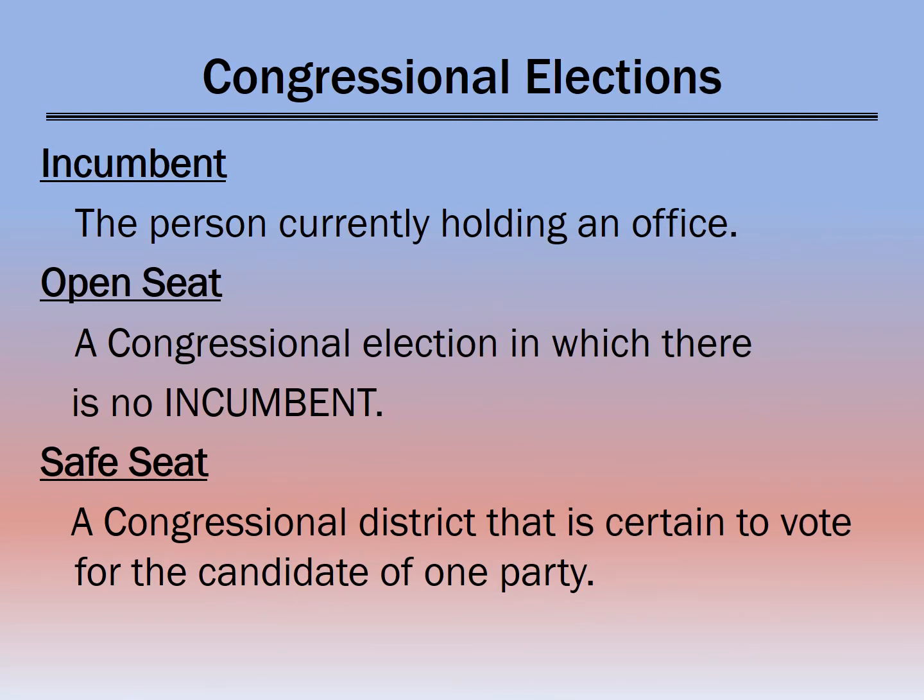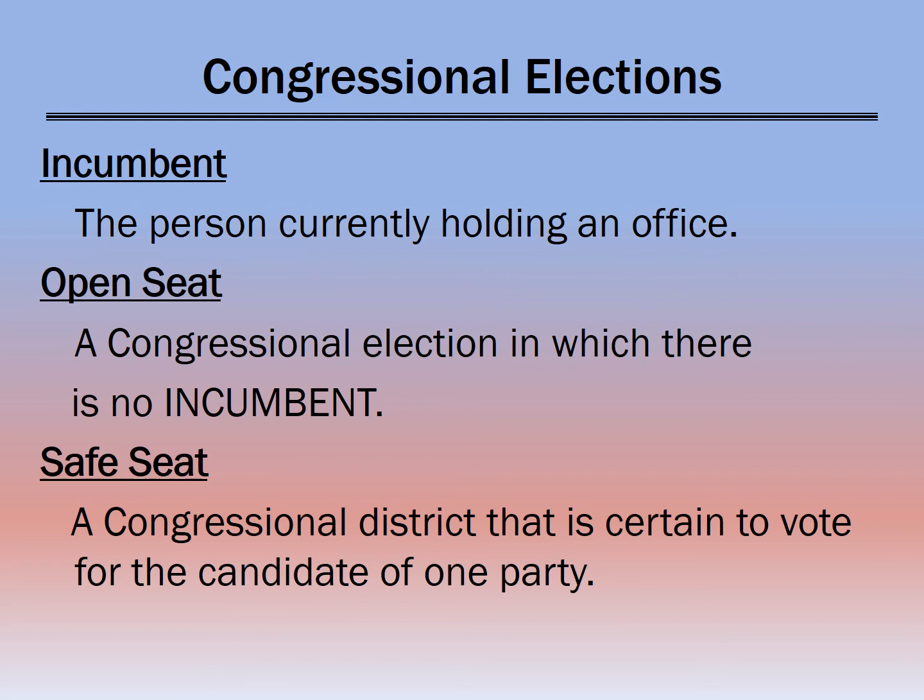All right, as far as congressional elections go, there are just some terms here. An incumbent is the person currently holding office. Oftentimes the incumbents have served the previous term, they want to continue to serve, and so they run again. An open seat is a congressional election in which there is no incumbent. The person has decided not to run again, or they were involved in some kind of scandal and their party basically said you're not going to run again, or they passed away. So that's an open seat.